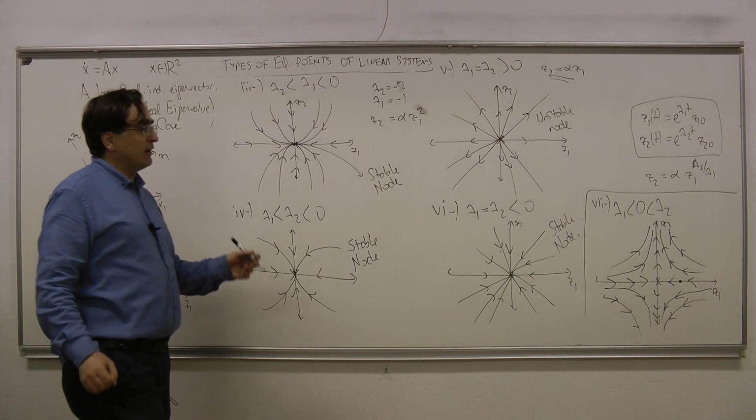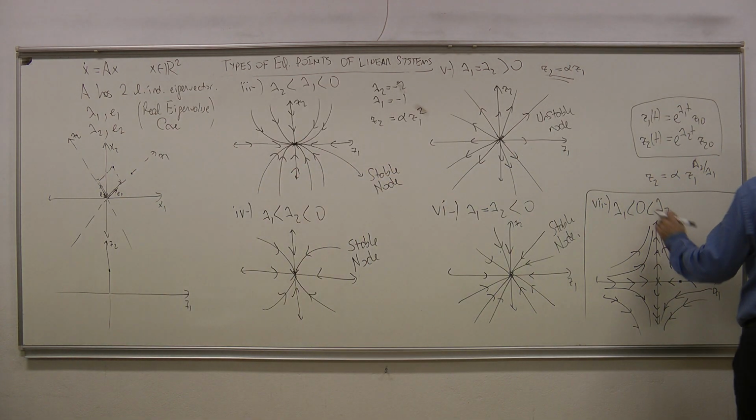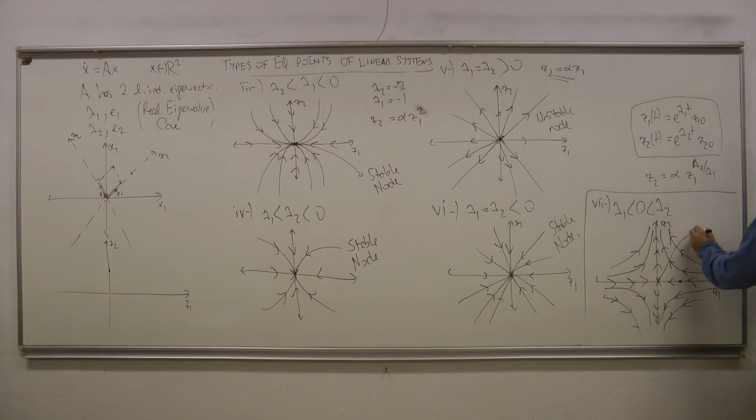So when we have real eigenvalues, and they have differing signs like this, we call this equilibrium point a saddle point. Okay? So this is the case when both of the eigenvalues are real, but if I multiply lambda 1 and lambda 2, we get a negative number because they have differing signs. In that case, we call the equilibrium point a saddle point.